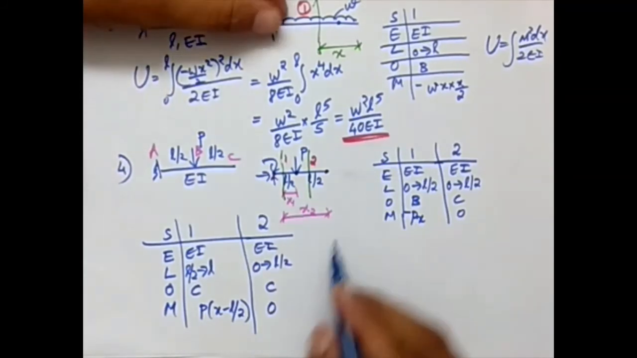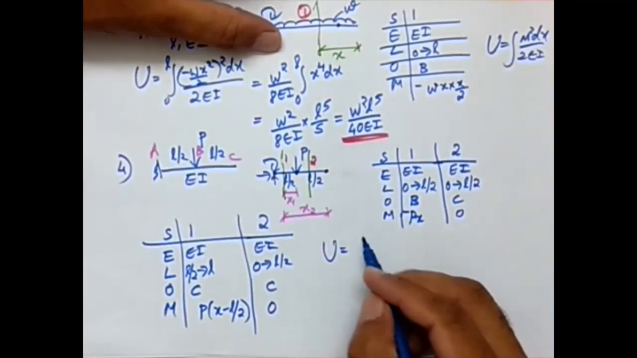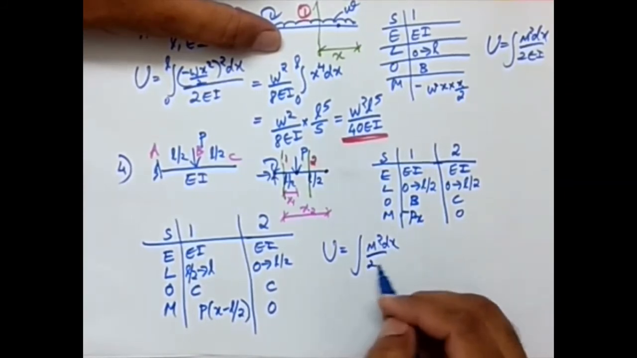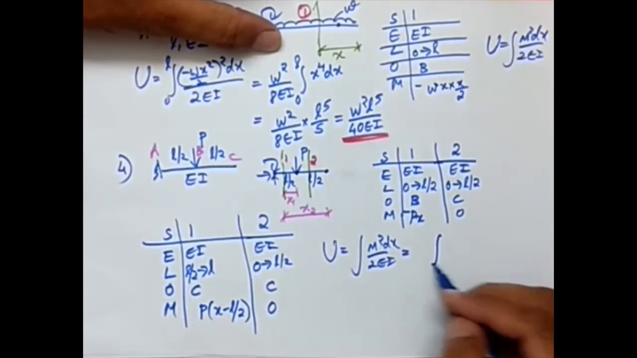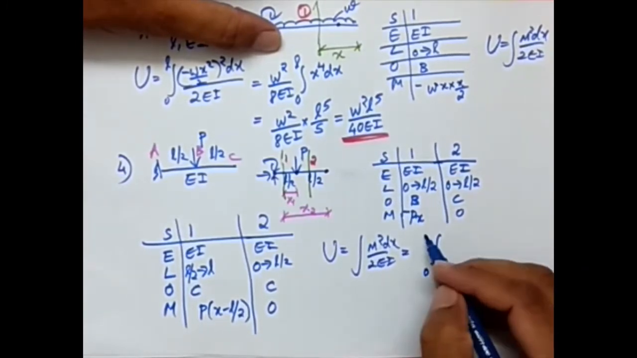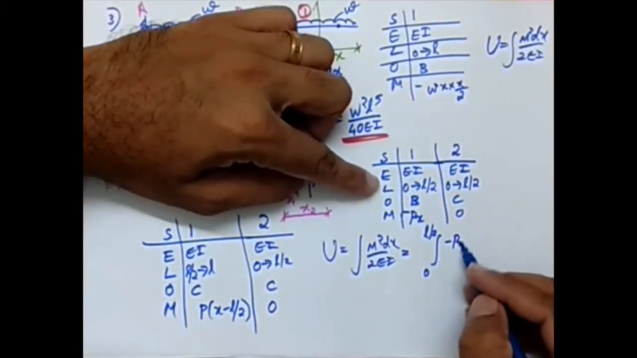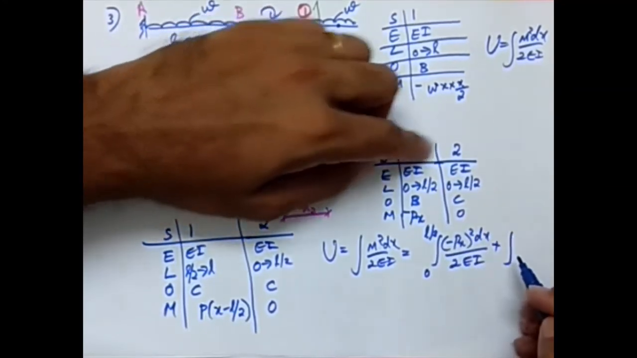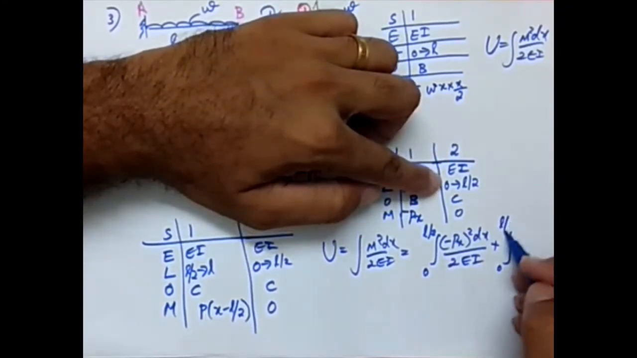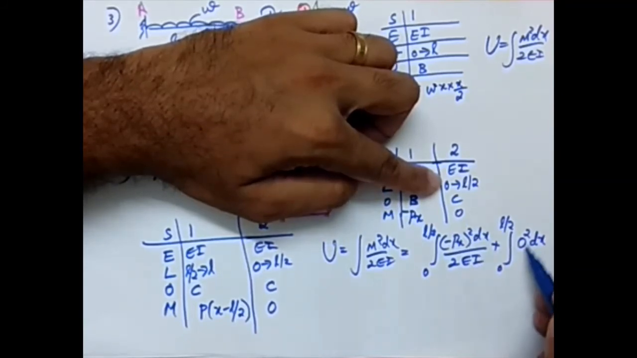Now let's try to solve it. I'm going to calculate the strain energy value, that is U. What will be the strain energy value? Integral M squared dx by 2EI. Here we have two segments, so the first segment is the range 0 to L by 2. The expression for moment is minus Px whole square dx by 2EI, plus the second segment. The limit is 0 to L by 2. The expression for moment is 0, so M squared becomes 0 squared dx by 2EI.